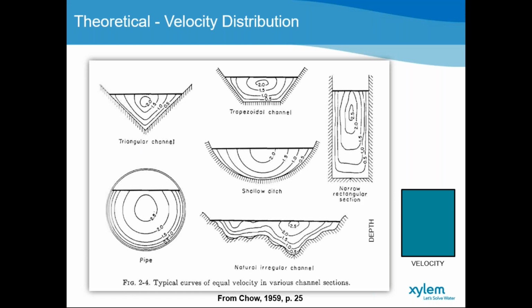So based on theory, the maximum velocity would occur at 0.05 to 0.25 of the depth if the channel banks are very close, and this is specifically in channels that are very narrow and deep, such as in triangular, trapezoidal, or narrow rectangular channels, and even in a pipe.